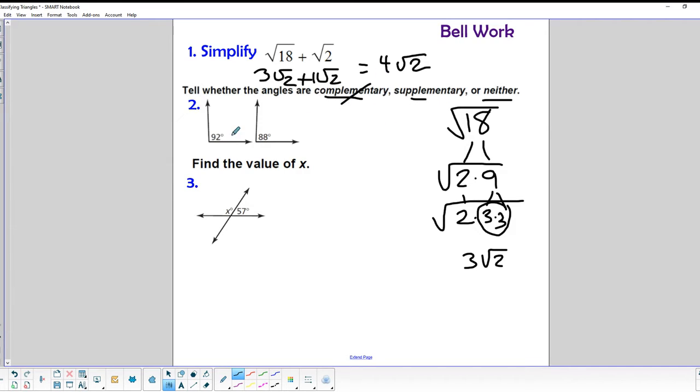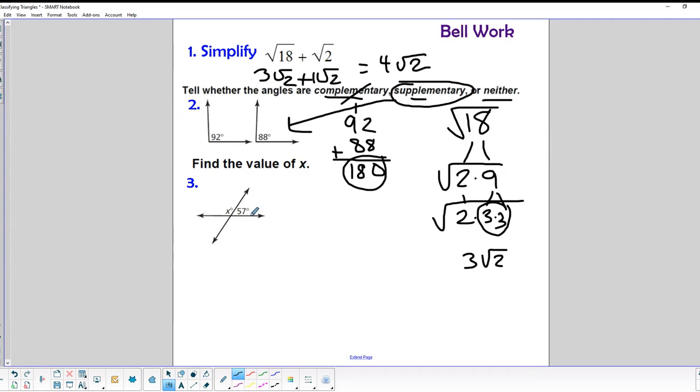How about supplementary? If we add them together and the total comes out to be 180, so let's try adding them together. 92 and 88. 8 plus 2 is 10, so 0, carry the 1. 9, 10 plus 8 is 18. Oh, look at that. Between those two angles, they add up to 180. So that would mean that they are supplementary. So those two angles are considered supplementary.